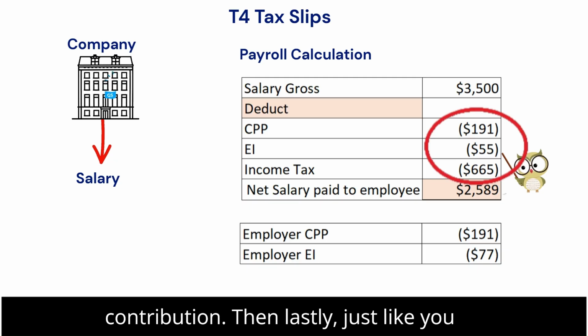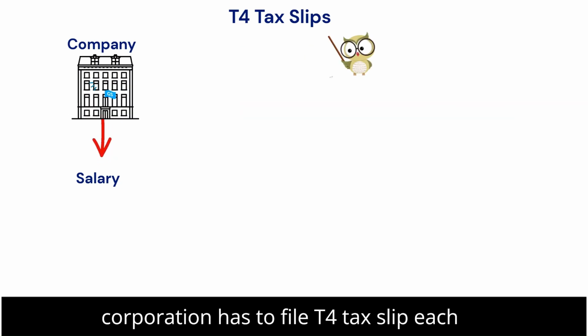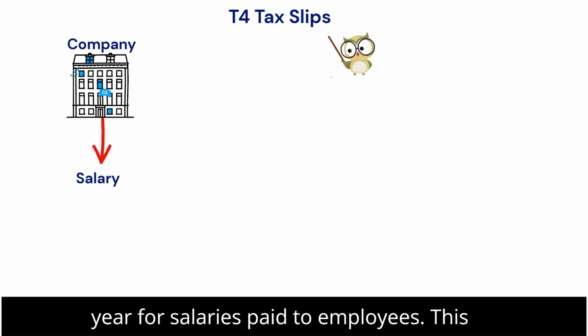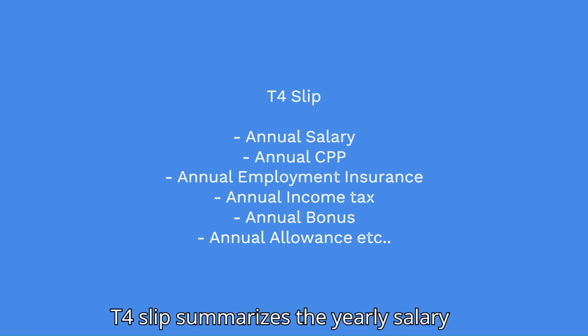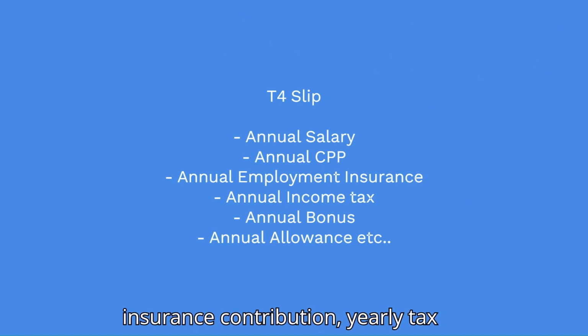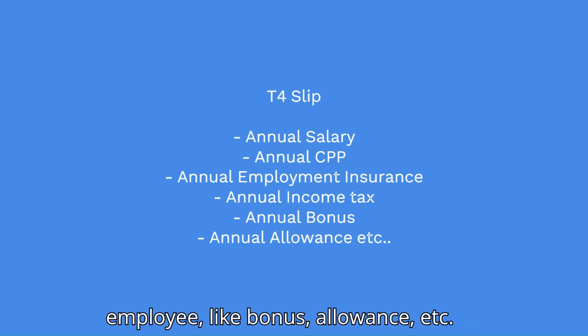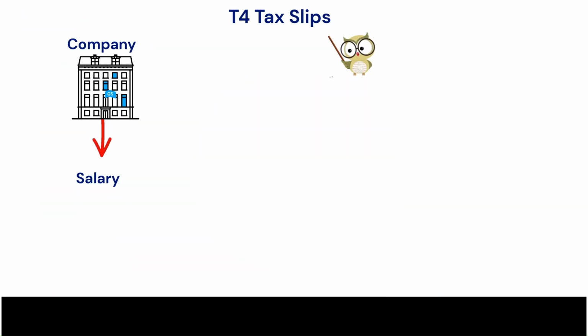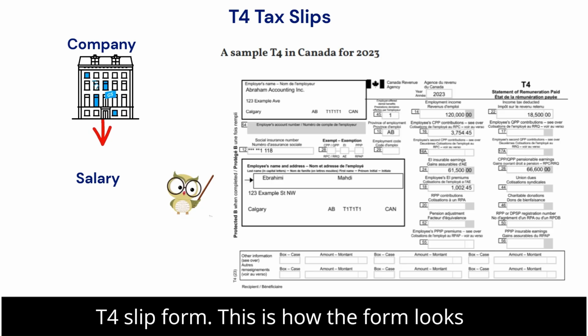Then lastly, just like you file your tax return each year, the corporation has to file a T4 tax slip each year for salaries paid to employees. This T4 slip summarizes the yearly salary paid, yearly CPP, yearly employment insurance contribution, yearly tax payment, and any other payment made to the employee, like bonus, allowance, etc. These amounts will be reflected on this T4 slip form. This is how the form looks like.